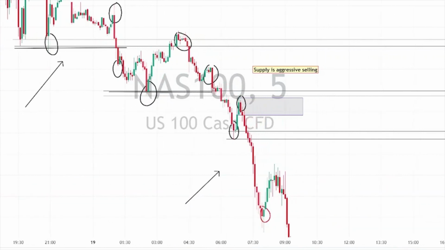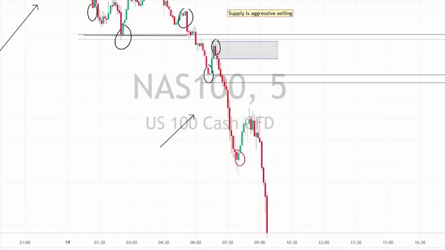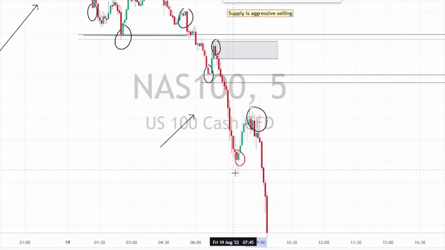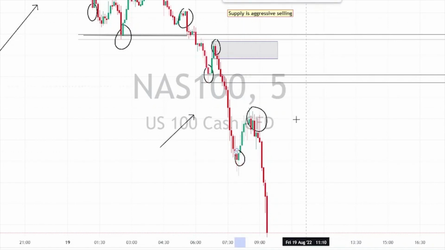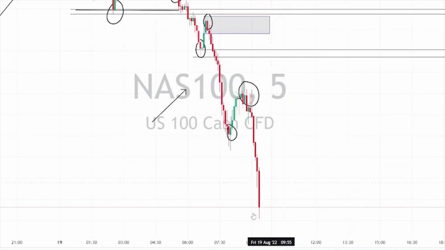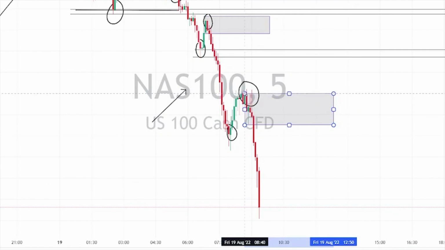So I'm waiting for price to come back up. Price is still making lower highs and lower lows. So we are still in a downtrend. Remember, we are still getting supply set up.